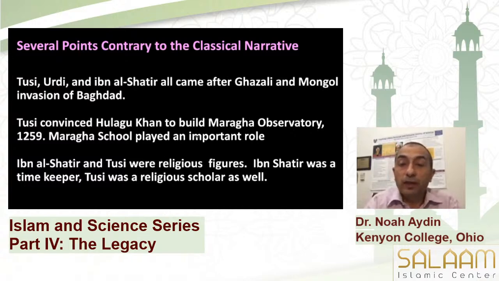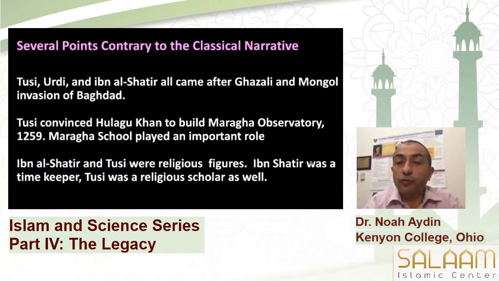And interestingly, it was the same Tusi who convinced Hulagu Khan, who destroyed Baghdad, to build an observatory just the next year, the year after the Mongol invasion of Baghdad. He convinced the same ruler to build this observatory, which was the most advanced observatory to that date. And that observatory played a crucial role in the research in astronomy that was eventually used by Copernicus, right? So the classical narrative would never tell you about these events, right?